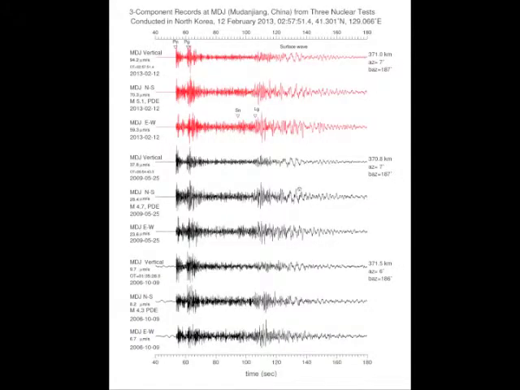So here we are now in 2013. There have been 3 events at this test site. Here I show the 3 component records. They're remarkably similar for north, vertical, east-west, for each of those 3 explosions.